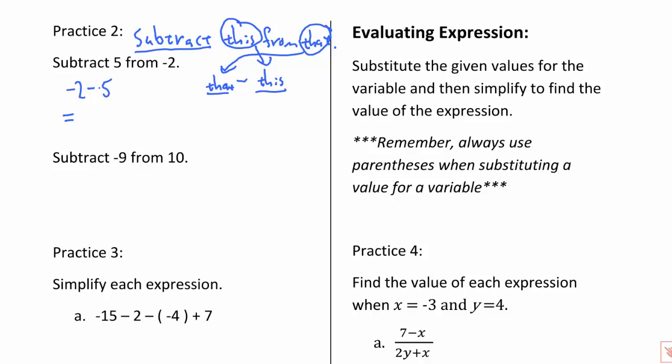Now, negative 2 minus 5, they're the same sign, so we actually technically need to add these. So what's 2 plus 5? 7. And then use the signs that you see. So that's going to give you negative 7.